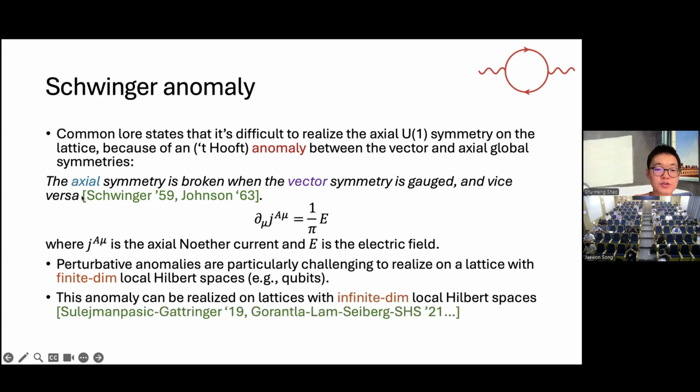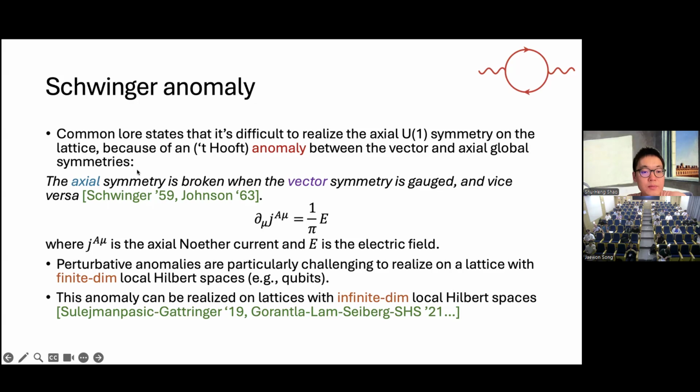Having said that, I should comment that this anomaly can be realized, or to be more precise, its bosonized version can be realized on lattices where the local Hilbert space is infinite dimensional. There was a very nice paper by Ting and Gattinger from a few years ago achieving this, and then there were some follow-up papers. This formalism is sometimes known as the modified Villain lattice model.